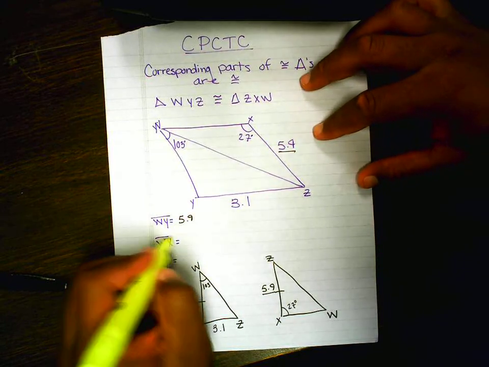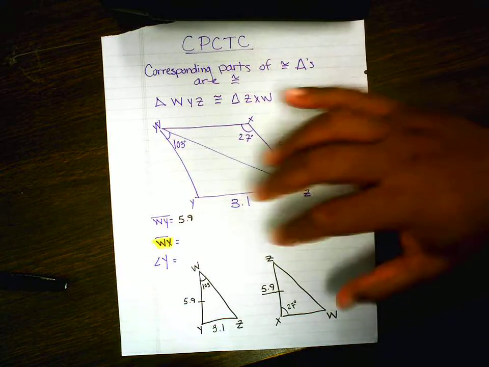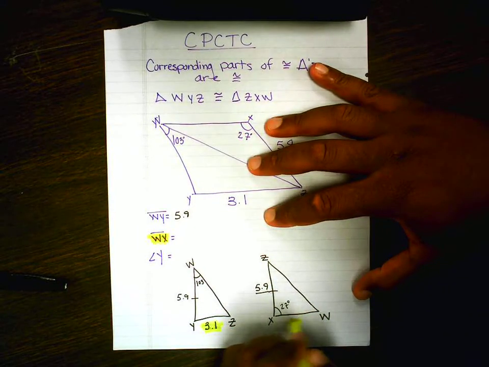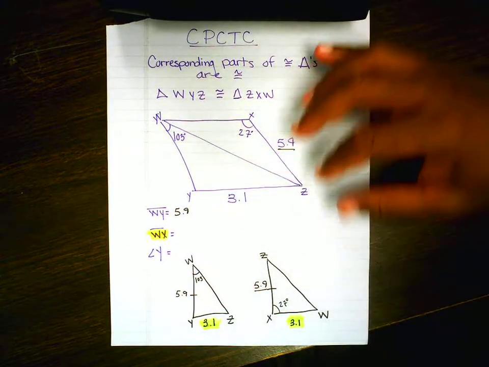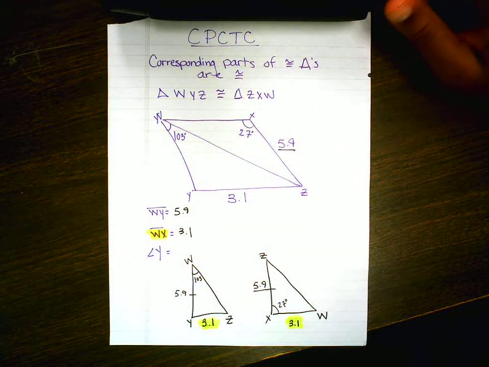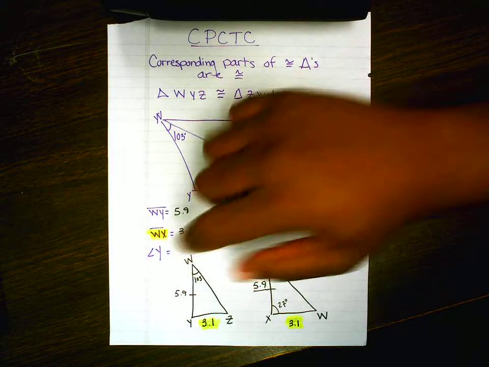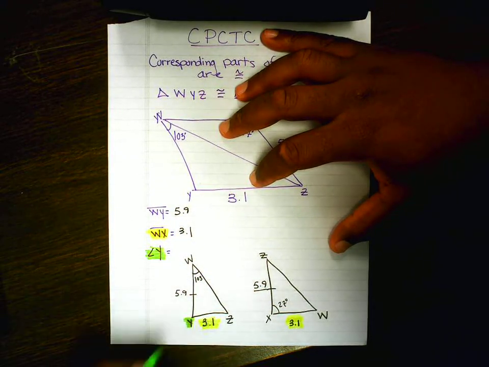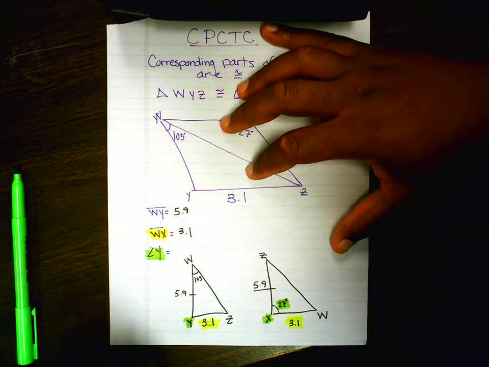Then I asked you to find me segment WX. Well, we know YZ is 3.1, and if they are congruent, WX will be here, and that will also be 3.1. And now we have our last, which will be angle Y. So angle Y is here. Angle Y is congruent to angle X. If angle X is 27, angle Y will be 27.